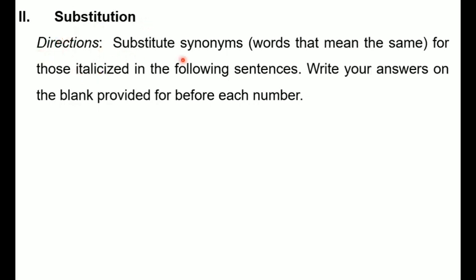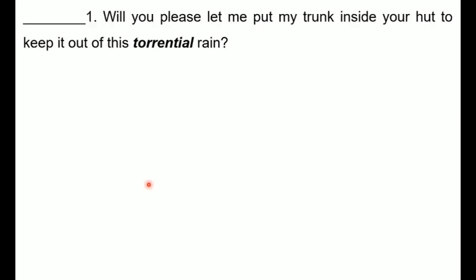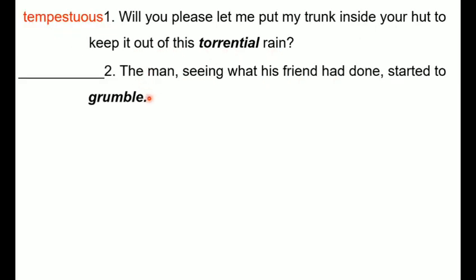All right, let us proceed to test 2, substitution. Directions: substitute synonyms or words that mean the same for those italicized in the following sentences. Okay, number 1. These are the words that we are going to choose. Number 1, will you please let me put my trunk inside your hat to keep it out of this torrential rain? The answer is tempestuous. Next is grumble. The man, seeing what his friend had done, started to grumble. Okay, the answer is protest.